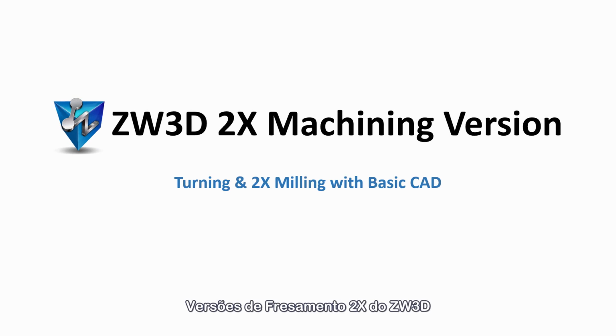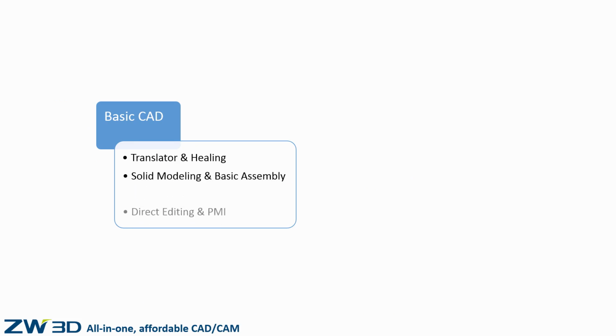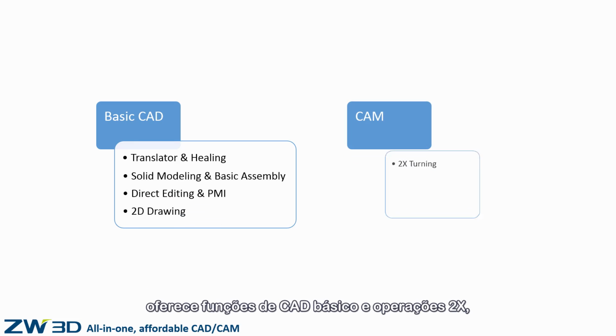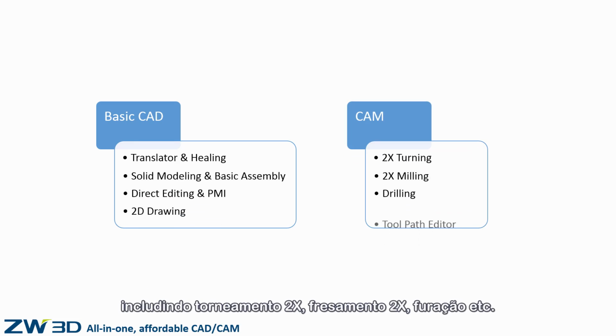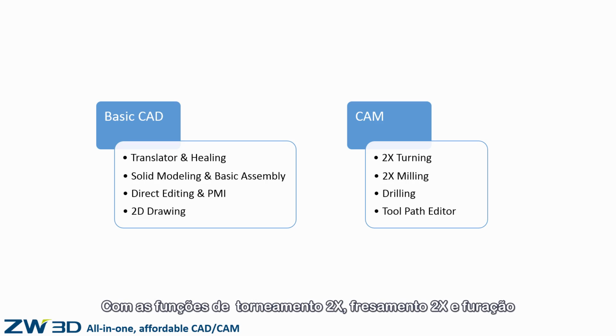ZW3D 2x milling version. Turning and 2x milling with basic CAD. ZW3D 2x machining version provides basic CAD functions and 2x machining functions, including 2x turning, 2x milling, drilling, etc. With 2x turning, 2x milling, drilling functions, ZW3D delivers easy and efficient 2x manufacturing.